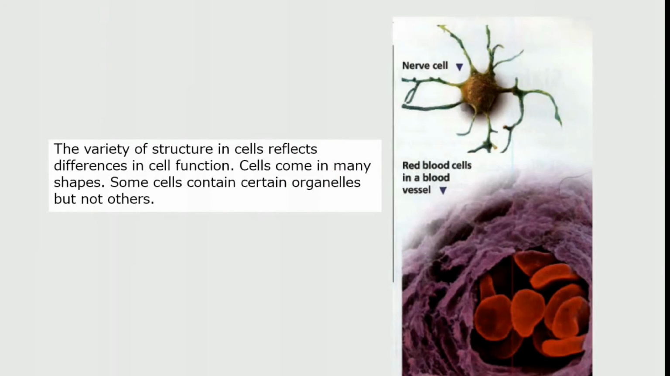Notice the long finger-like extensions of the nerve cell. This extension helps transmit information from one part of your body to another. Red blood cells carry oxygen throughout your body. Their flattened shape enables them to fit through tiny blood vessels. Now, each type of cell that we have in the body has a different function.